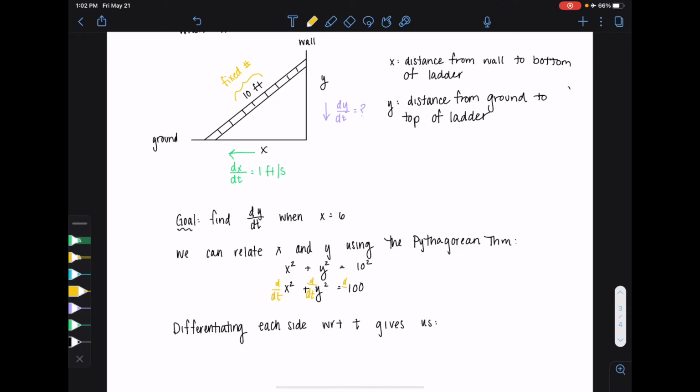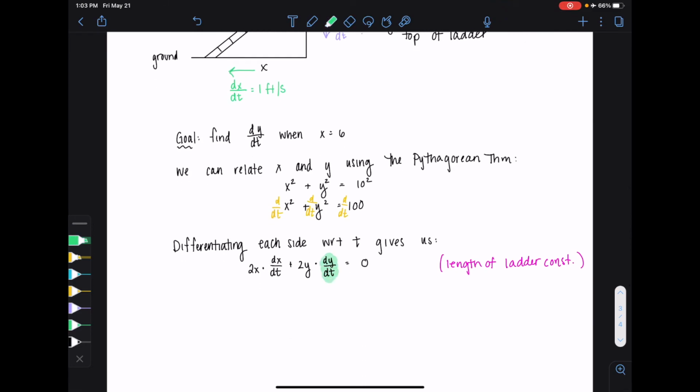And you could write this out if you want to. But the derivative of x squared would be 2x, but chain rule tells you you get a dx/dt attached. Derivative of y squared is 2y, and you get the dy/dt attached. And then on the right-hand side, derivative of 100 is 0. And ultimately, that's because the length of the ladder is constant, so the length of the ladder will not change.